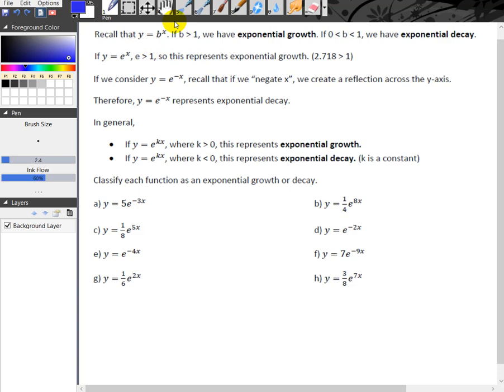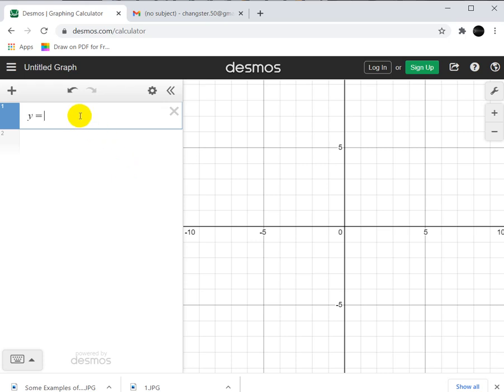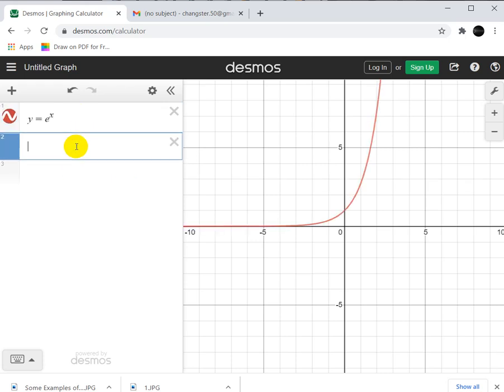Okay, now let's consider what's going to happen if we negate the x. If we negate the x, recall I briefly showed you before that we would create a reflection across the y-axis instead of the x-axis. So let me go ahead and just show you that. So we have y equals e raised to the x. Like I told you earlier, if you put a negative sign in front, this is going to reflect it across the x-axis. But if I take this negative sign out and put it in front of the x instead, this is going to reflect it across the y-axis. Okay, so that's where this idea comes from.